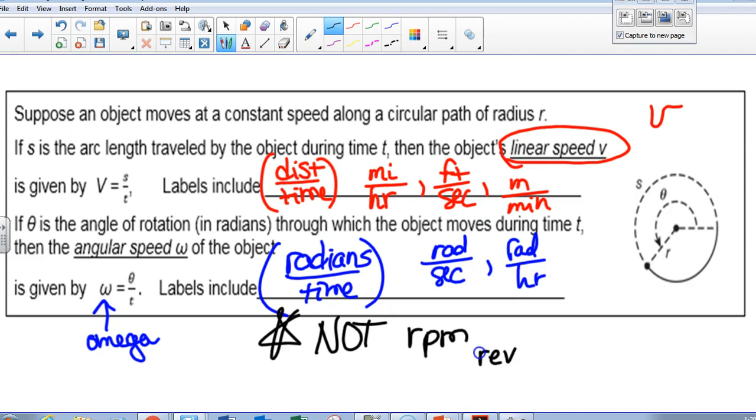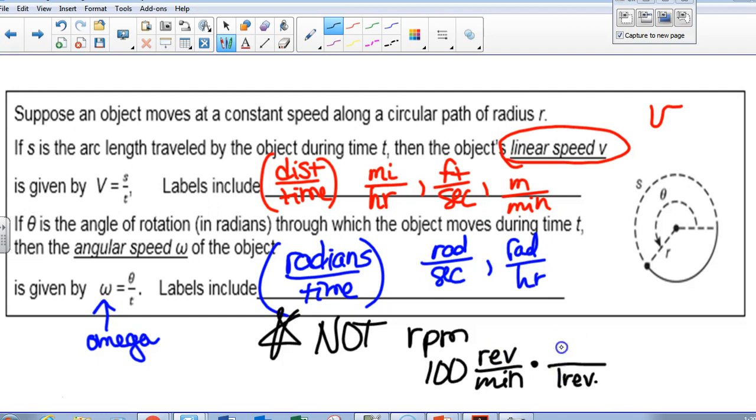Okay, revolutions. If you said rotation, I wouldn't say it's wrong. Revolutions per minute. So what if I told you something was rotating 100 revolutions per minute? How do I change that to an angular velocity? You know that. You can convert that to an angular velocity. To be an angular speed, it has to be in radians. So all you need to do is change revolutions to radians. How do you do that?